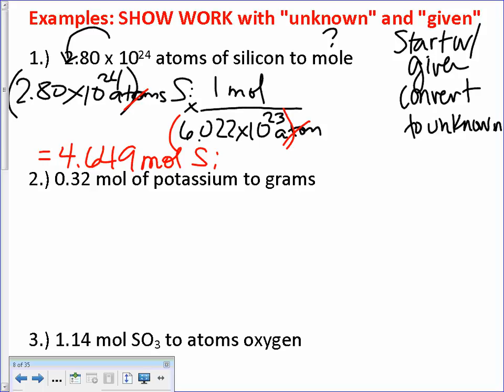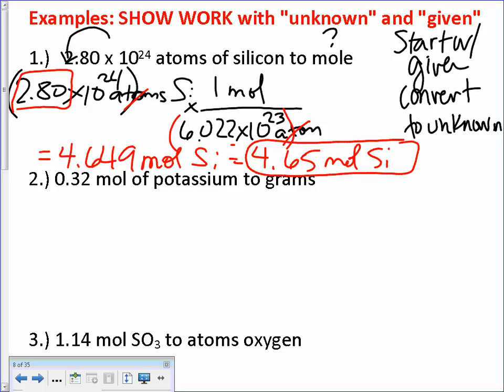That needs to be rounded to how many sig figs? How many sig figs are in this problem? 3. How many in this one? 4. So we're going to go to 3 sig figs. That goes to what? 4.65 moles of silicon.